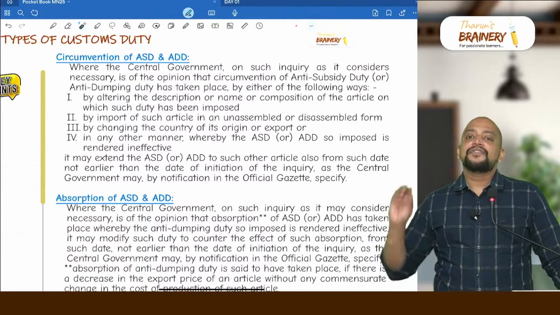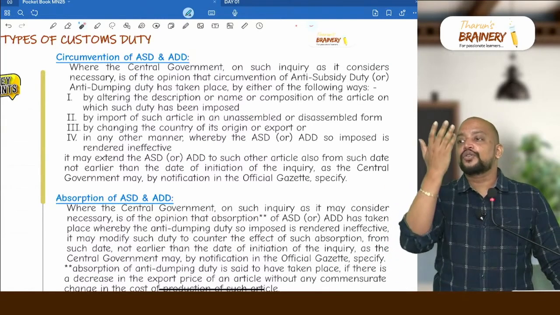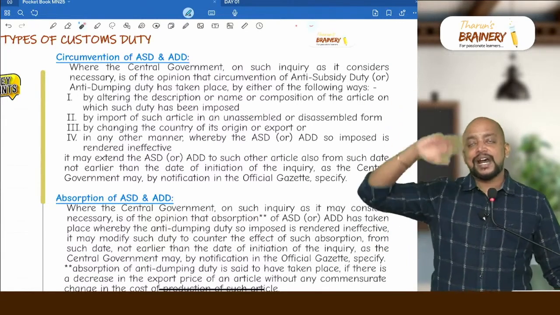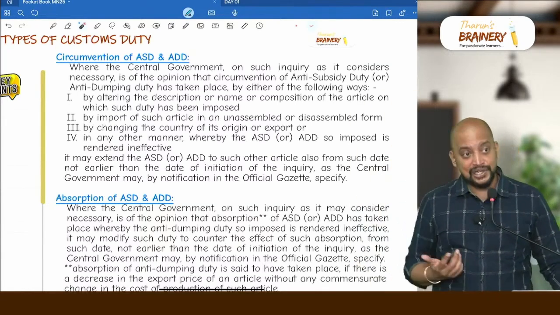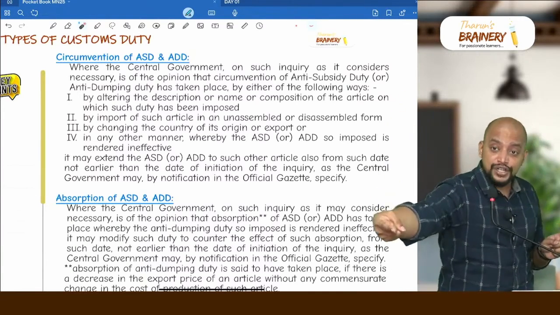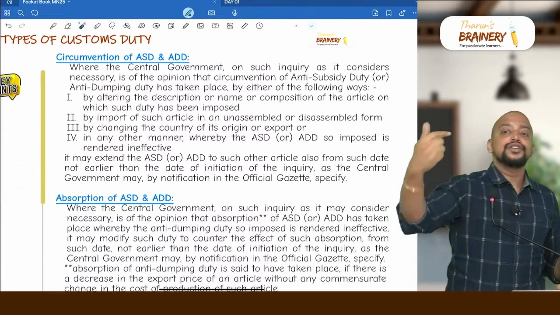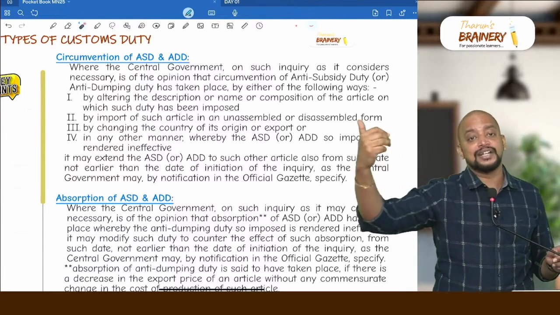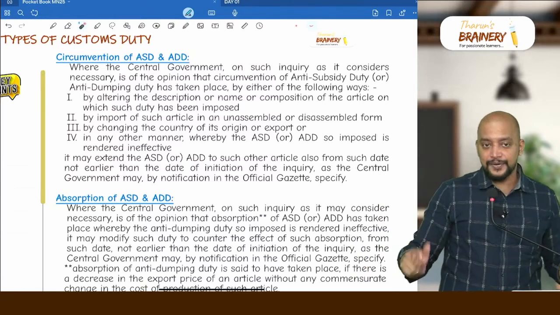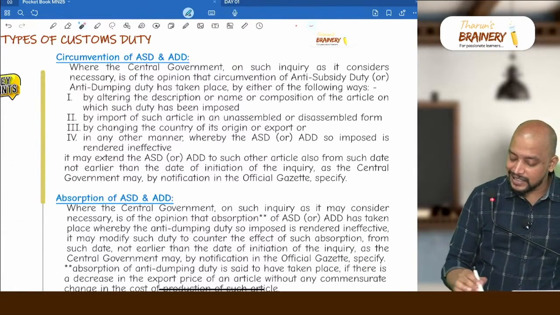In that case, when any person tries to circumvent this, they will not again carry out an investigation, go to parliament and come out with a new notification. The same existing notification can be made applicable to these goods for which you have altered, these goods for which you have changed the country of origin, these goods which are imported in unassembled or disassembled form. Is it clear?